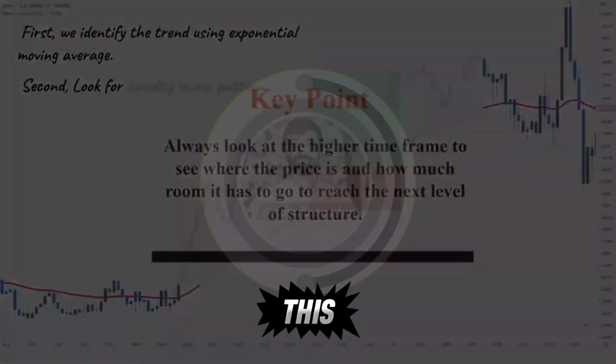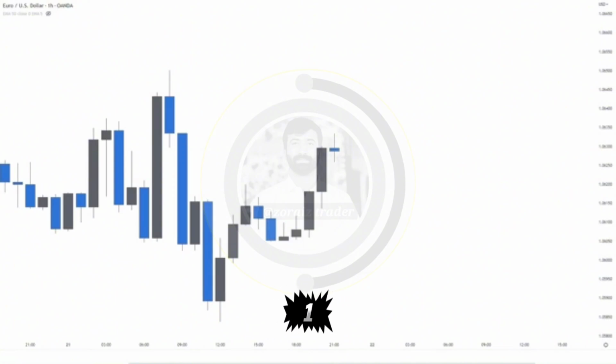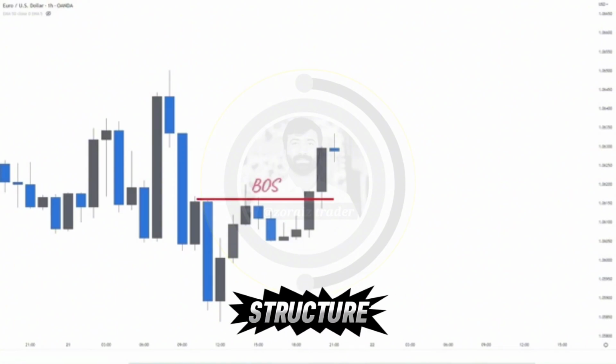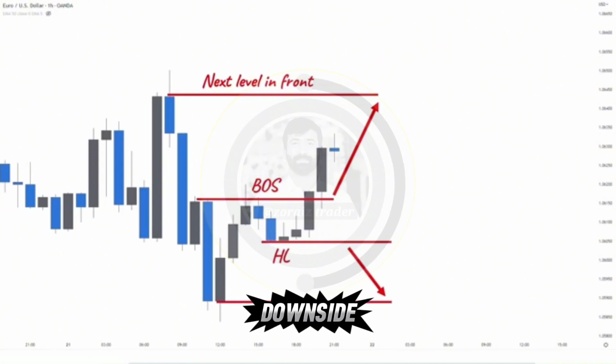For example, this is the same chart right before placing the trade. If we zoom out to the 1 hour time frame, we can see that the price has recently broken the structure to the upside and it has a lot of space to go until it reaches the next level of structure. Also, if it breaks the higher low to the downside, we will look for shorting opportunities in the lower time frame until it reaches the next level of market structure. Keep in mind that everything we discussed applies to the bearish scenario.